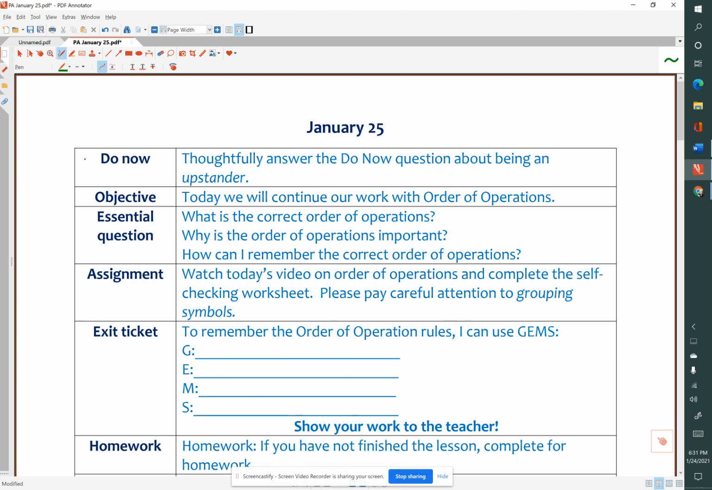We'll start with our do now, and we ask you to thoughtfully answer the question today, which is about being something we call an upstander, and that's in the context of when you see someone that's being bullied.